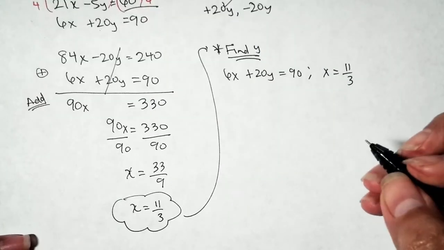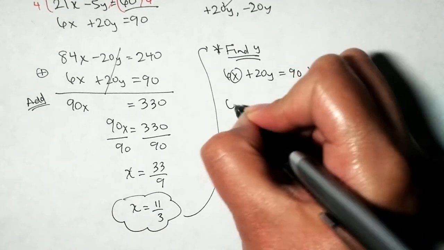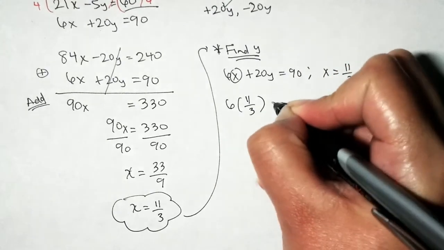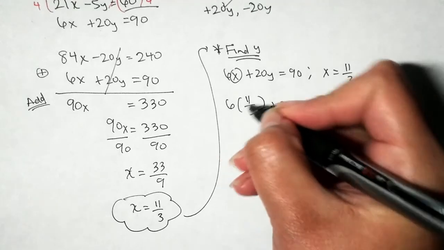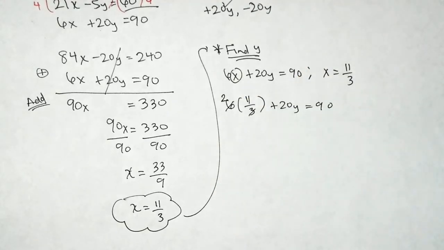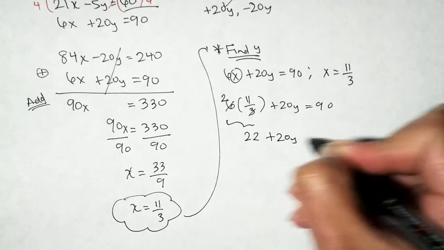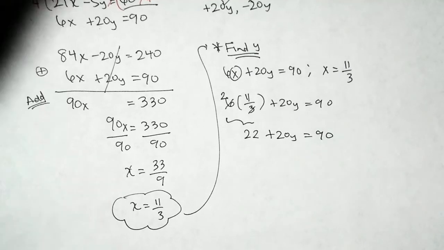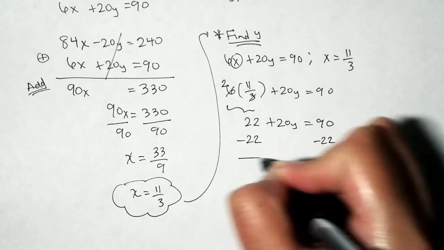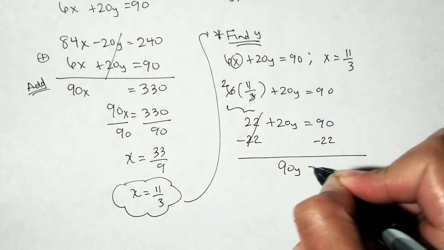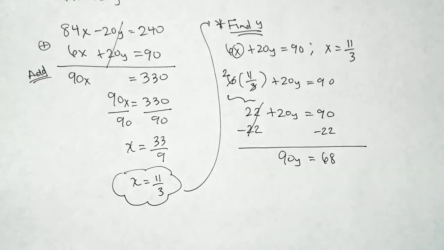Fantastic. Okay, so let's do this. Wherever we see an x, we're going to substitute it with 11/3. So that will give us 6 times 11/3 plus 20y is equal to 90. We take our time. The quotient of 6 and 3 is 2, so 3 goes into 6 two times, and that will leave us with 22 plus 20y is equal to 90. Work your magic. Isolate the variable term. We'll subtract 22 from both sides, and that will give us 20y is equal to 90 minus 22, which will give you 68. Take your time.